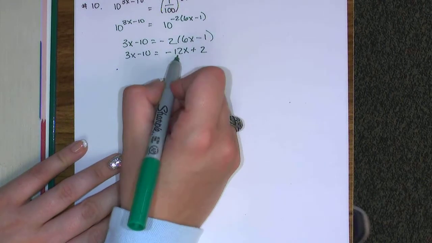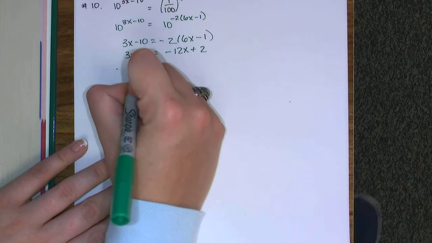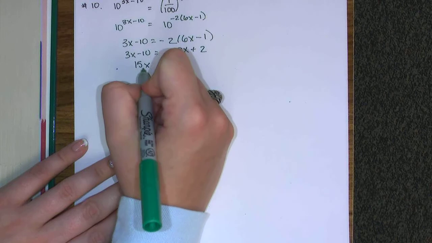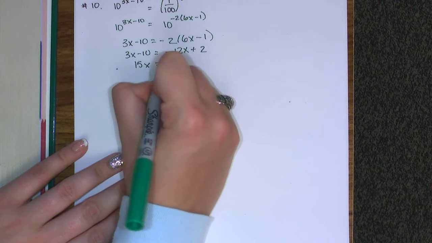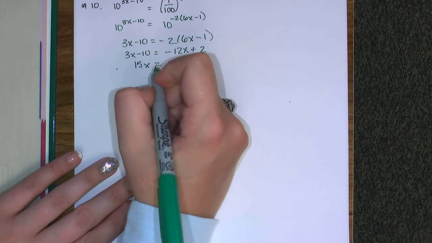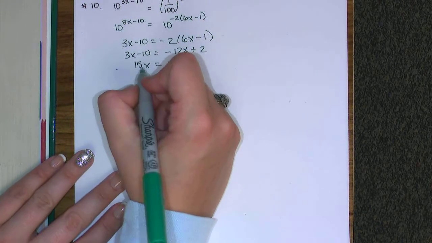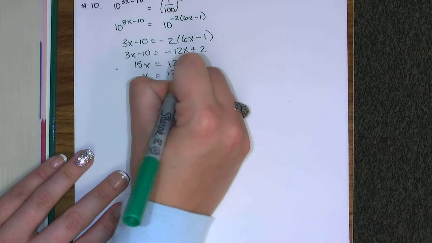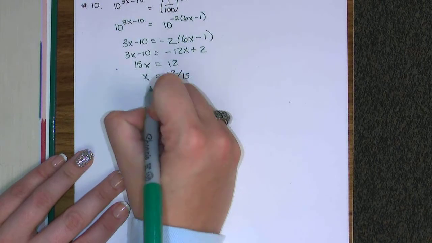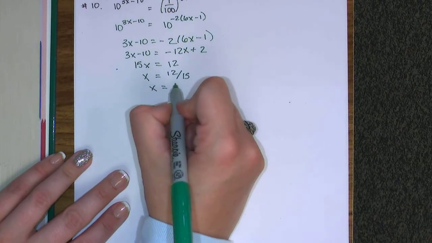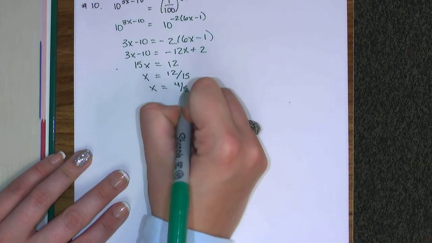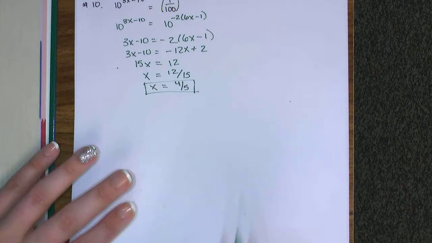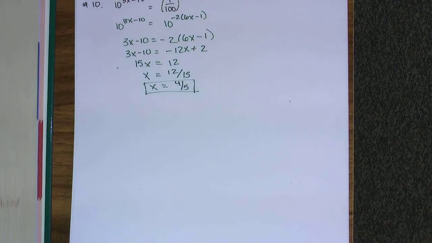So then I'm going to add this 12x over, giving me 15x. I'm going to add this 10 over, giving me 12. So then x is equal to 12 over 15, which simplifies down, I can take out a 3, so 4 over 5. Alrighty, so that's those ones.